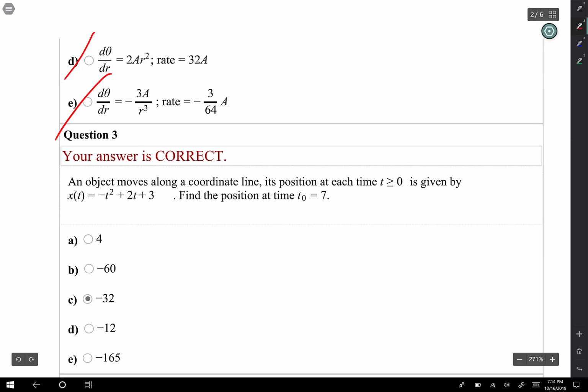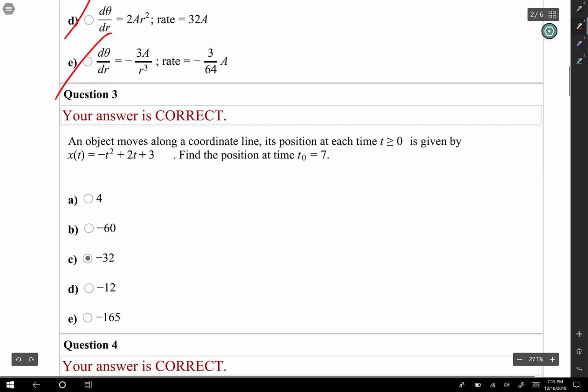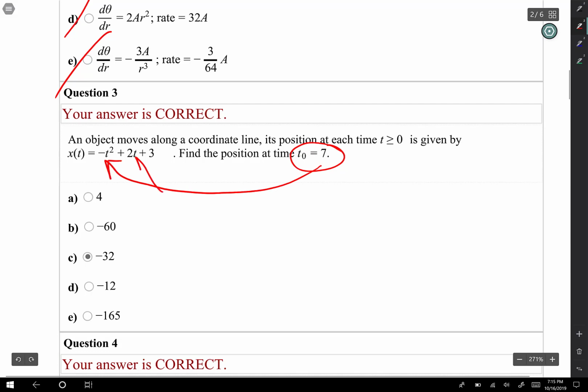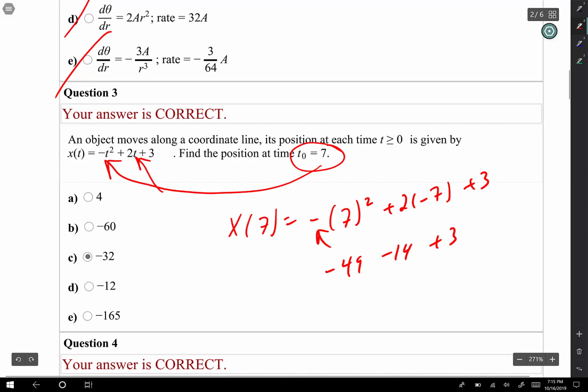An object moves along the coordinate line. Its position at each time t greater than or equal to 0 is given by this function. Find the position when time is 7. So since they just asked me what's the position at t equals 7, I'm just going to plug in. And it looks like it's that straightforward. It looks like x of 7 equals negative parentheses 7 squared. The negative's on the outside, guys. Plus 2 times the negative 7 plus 3. So negative 49 minus 14 plus 3.